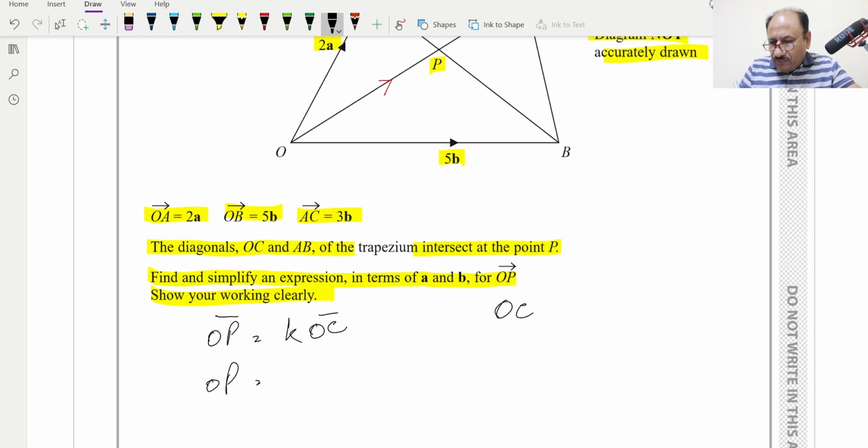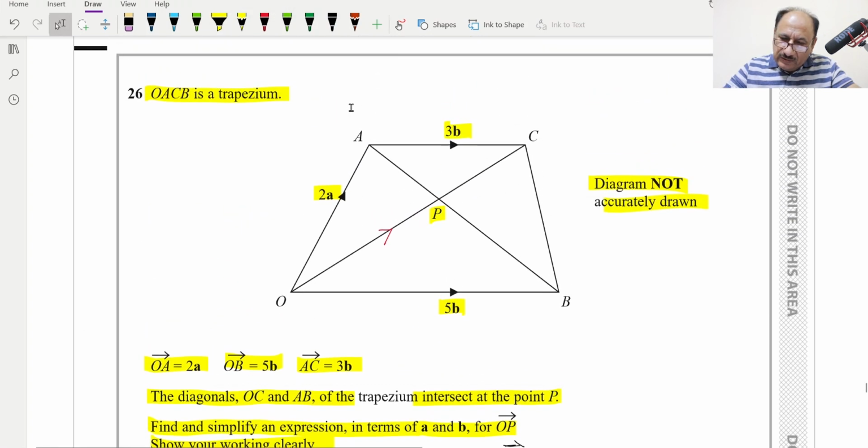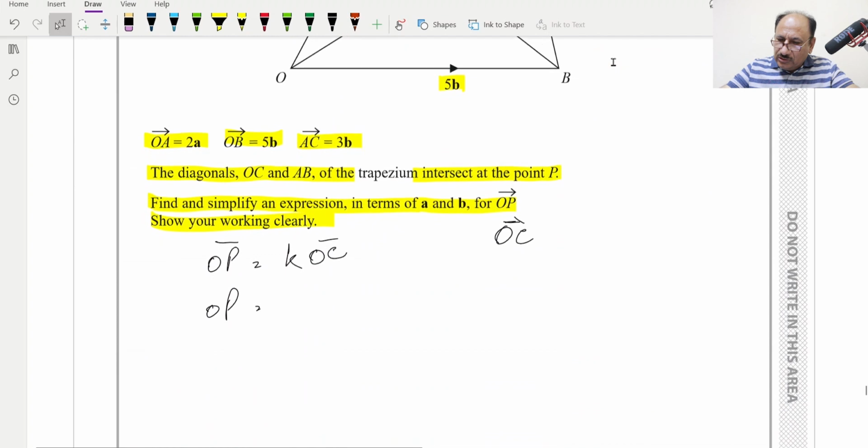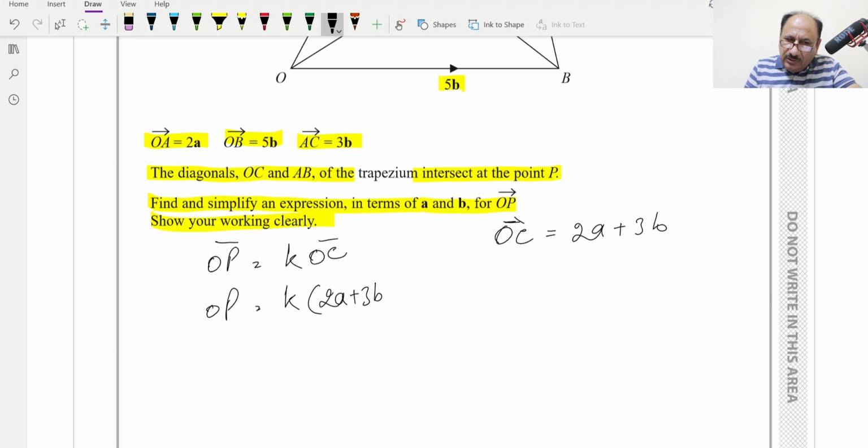OC we can separately find. OC vector is equal to what? OC vector is this complete vector, so 2A plus 3B. So OC is equal to 2A plus 3B, and we can write over here K into 2A plus 3B. And now basically this is vector OP, and we can open this bracket, so OP vector is equal to 2AK plus 3BK.